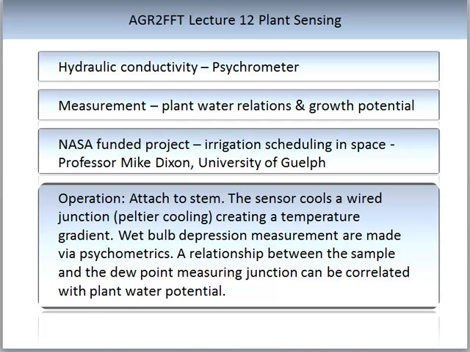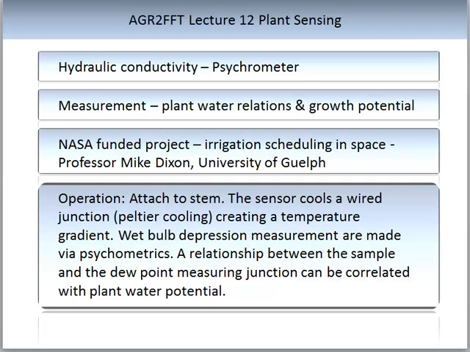Hydraulic conductivity is another way of measuring plant-water relations and can also be used to determine growth potential. A product has been developed by a NASA-funded project. Professor Mike Dixon led a team to develop what we now call the Psychrometer. The operation of the Psychrometer and the principles behind it are quite complex. The sensor is attached to a stem. It actually makes contact with the xylem. The sensor cools a wire junction via a Peltier cooling element.